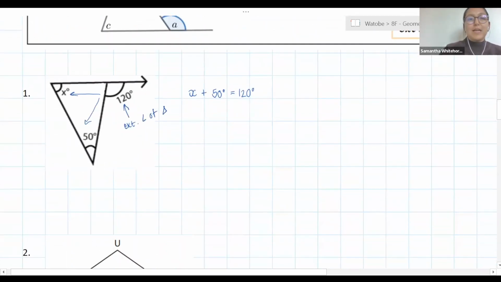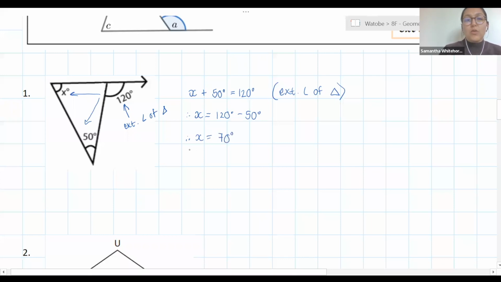Remember guys, anytime you make a statement in geometry, you have to give a reason. So this would be exterior angle of triangle. If the reasons you've learned at school are a little different to what I use, that's absolutely fine. It all says the same thing at the end of the day, and whatever your teacher has told you, you're welcome to use. Then we use inverse operations to find x. We subtract 50 on both sides, which means that x is equal to 70 degrees.